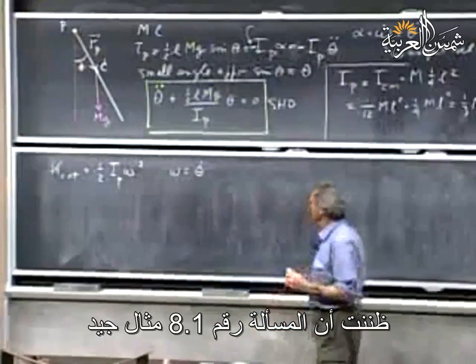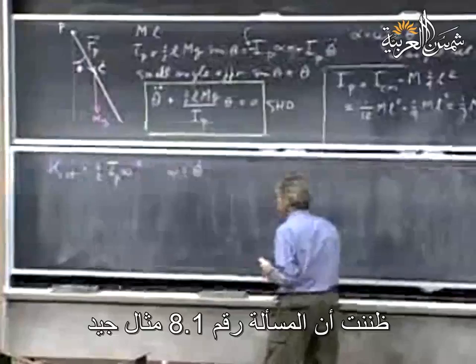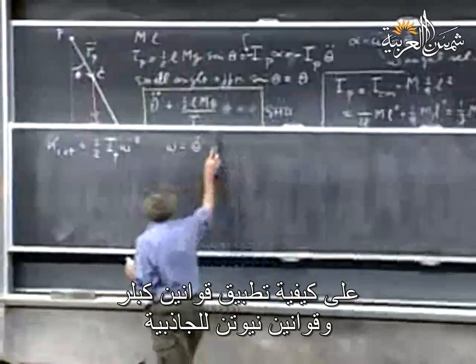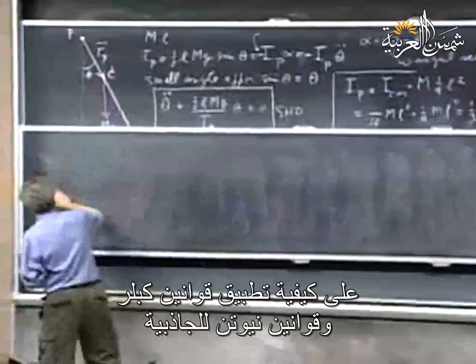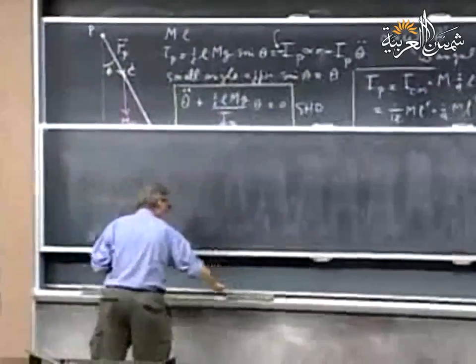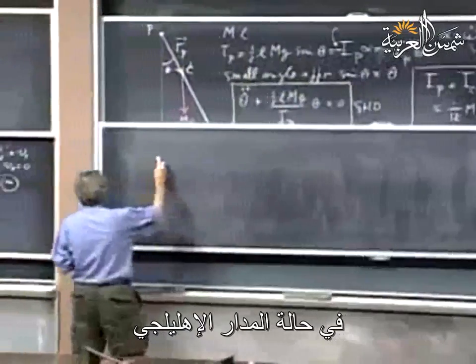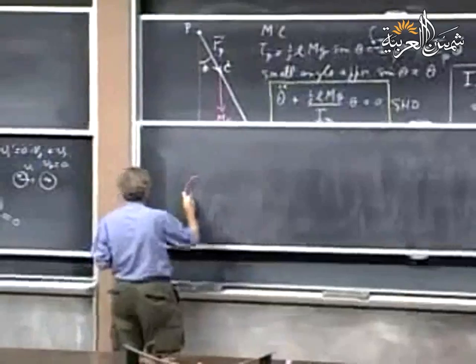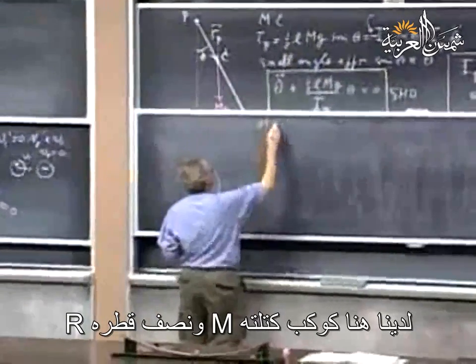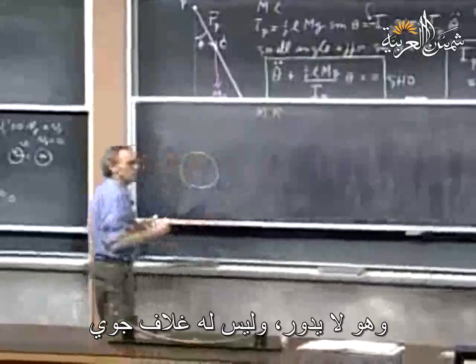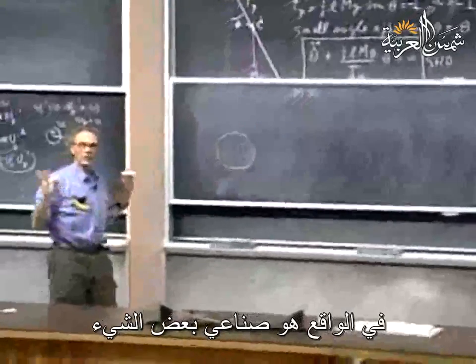I thought problem 8.1 was a nice example of how to apply Kepler's laws, Newton's laws of gravity, in the case that we have an elliptical orbit. Here we have a planet, mass m, radius r. It's not rotating, and it has no atmosphere. Grant you, a little bit artificial.